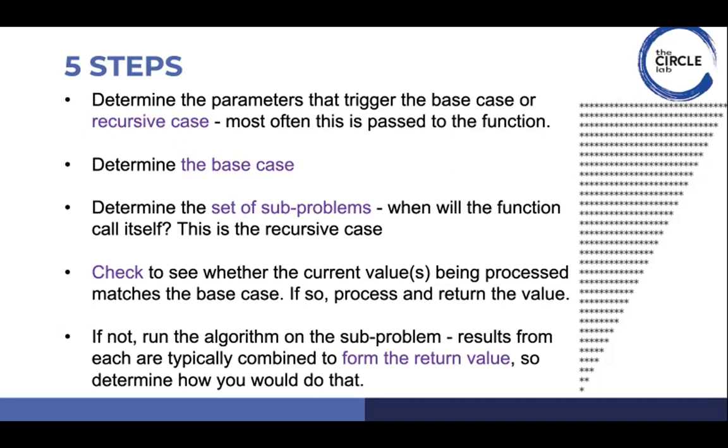Step 5, if not, what do you do? You run the algorithm on the subproblem. So you call the function again, and your results could typically be a combination of the return values, or it could just be a calculation or something to that effect. Okay, so you return something even from your recursive case.